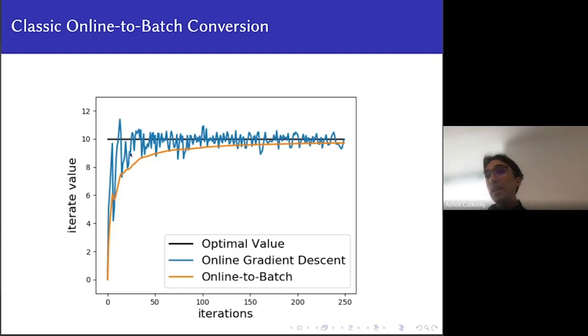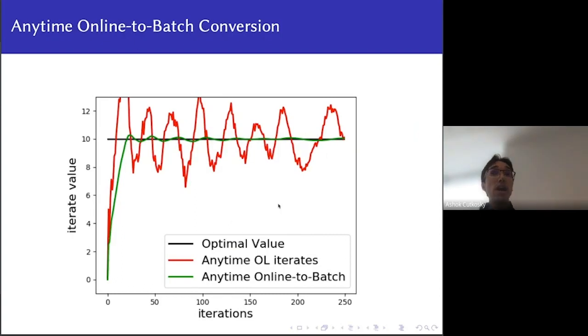So here we're looking at online gradient descent, which jitters around the correct value of 10. And regular online to batch says, look at the average of all your iterates. It will converge, and indeed it does, towards 10. That's smooth, so that looks fine. What about the anytime online to batch? Well, this graph will look kind of wild.